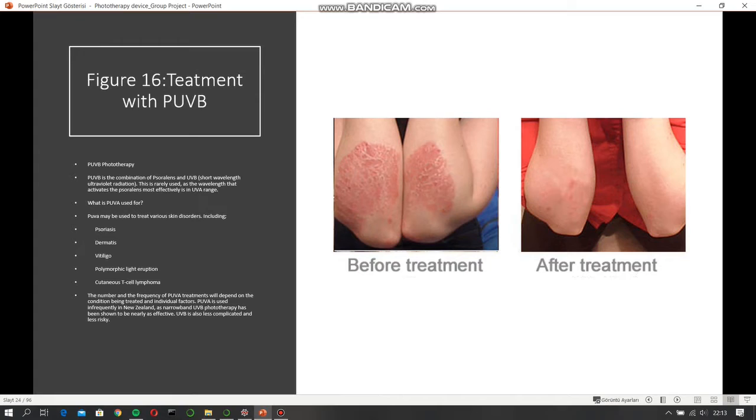There's also psoralen ultraviolet B treatment. PUVB phototherapy is the combination of psoralen and ultraviolet B, which is the short wavelength ultraviolet radiation. It is rarely used, since the wavelength that activates psoralen most effectively is in the ultraviolet A range. And you see after the treatment how the skin has changed.